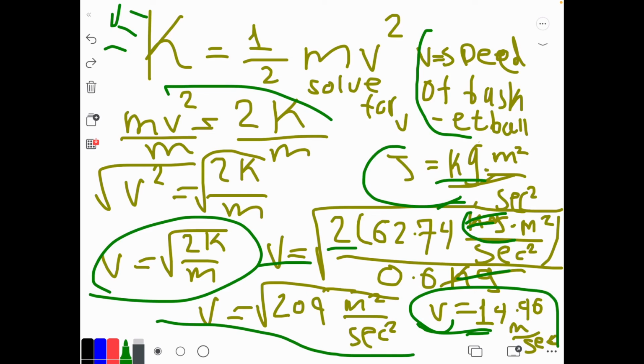We're going to get V equals the square root of 209 meters squared per second squared. So for the answer, we're going to get 14.46 meters per second. We get the unit of meters per second for our speed, and 14.46 is the speed of our basketball.